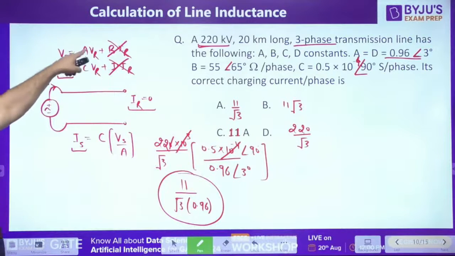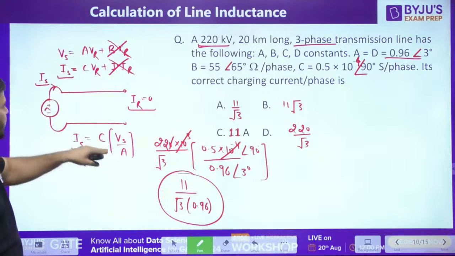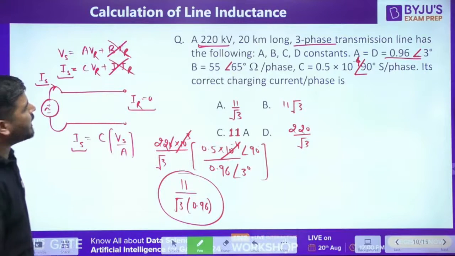Yes, these are the phase voltages. Okay, so everything is fine. You can calculate this current like this. VR is Vs upon A, and Vs is 220 kV.